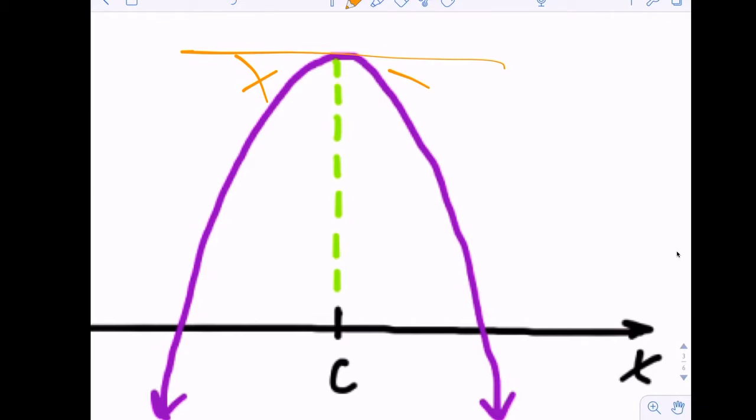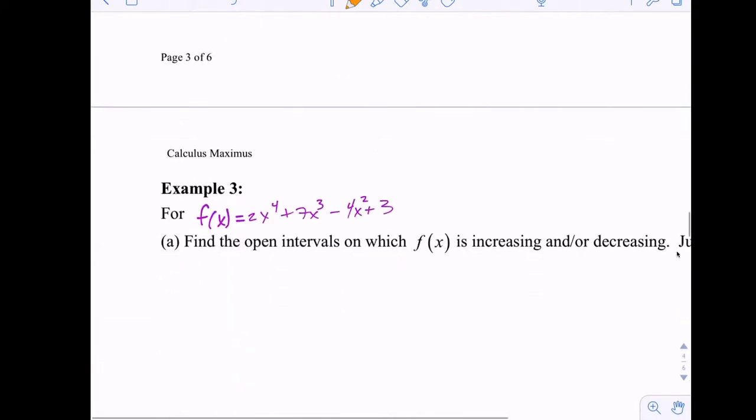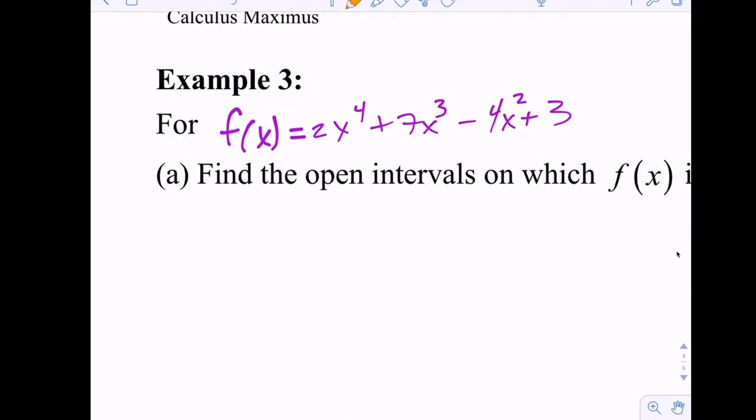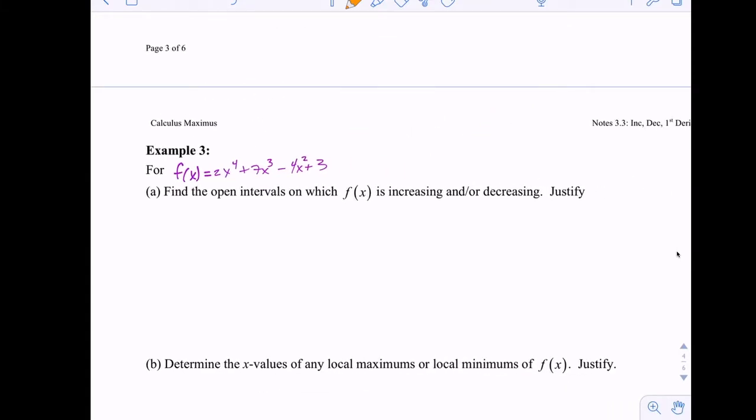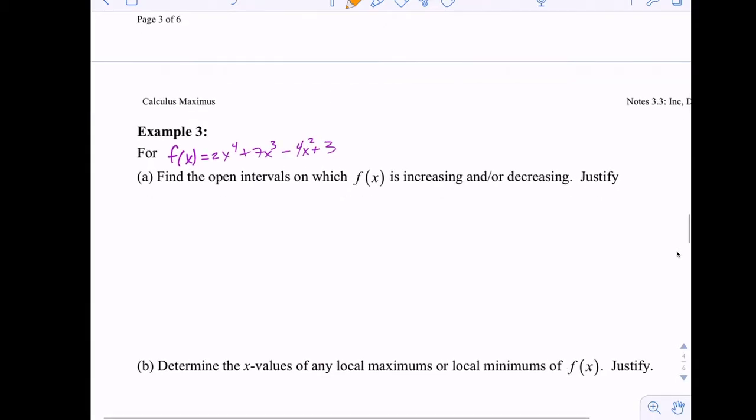Ready to try it out with our new purple equation that we're going to pretend has always been there? Here it is. Example 3. If f of x equals 2x to the fourth plus 7x cubed minus 4x squared plus 3, find the open intervals, first of all, on which the function is increasing or decreasing. So example 3 essentially will be like your second question tomorrow on the exam. I'll ask you for intervals of increasing, decreasing, and then we're going to reuse the chart.